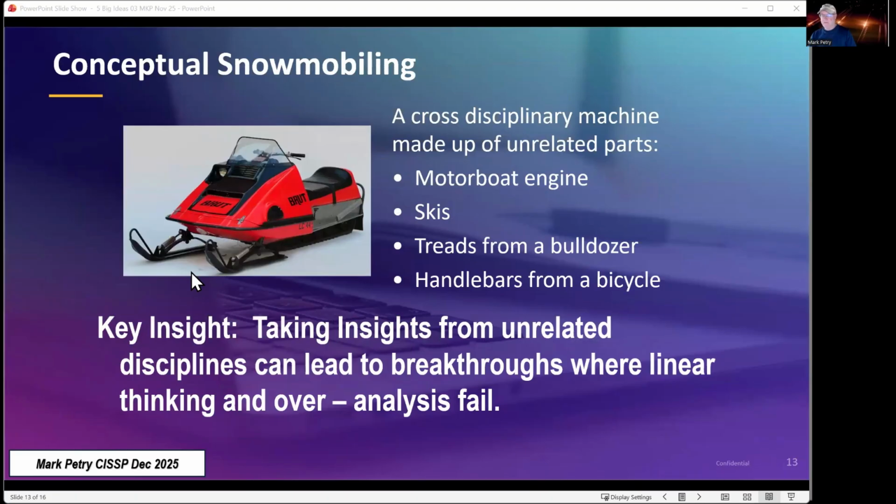I'd like to leave you with another idea called conceptual snowmobiling. It sounds funny, but it talks about how the snowmobile, a strange-looking thing that does something no other machine can do, can travel quickly on snow. The snowmobile is a true cross-disciplinary solution made up of unrelated parts from different disciplines. It has an engine from a motorboat, skis, treads from a bulldozer, and handlebars from a bicycle. See how it drew from multiple different disciplines?